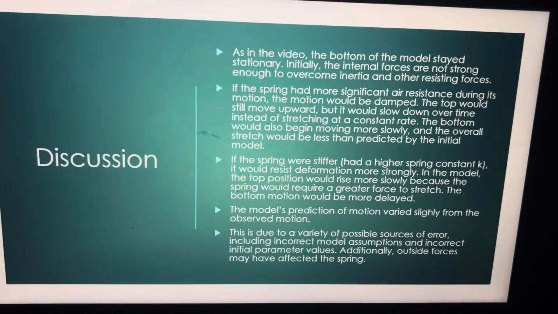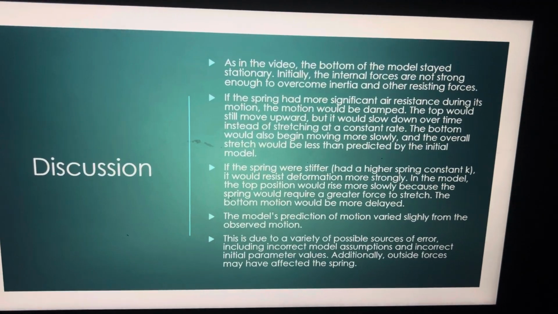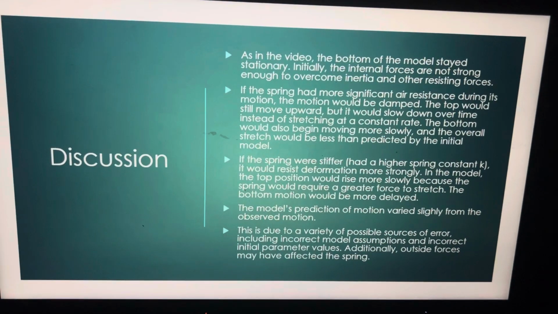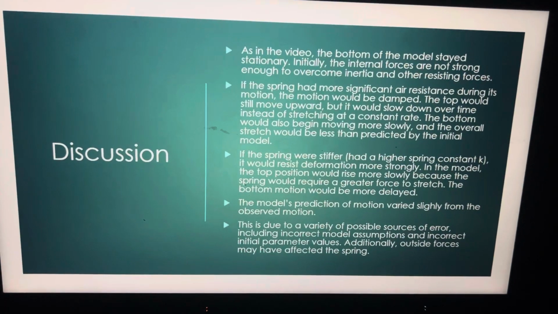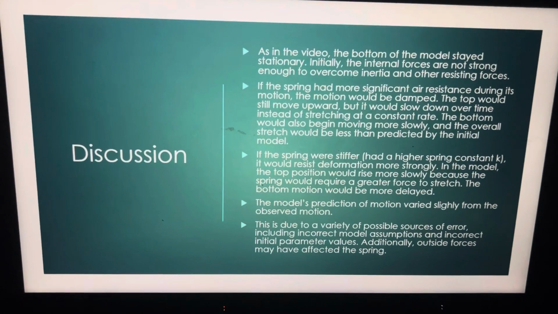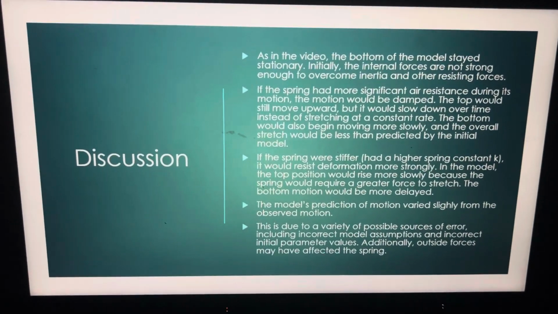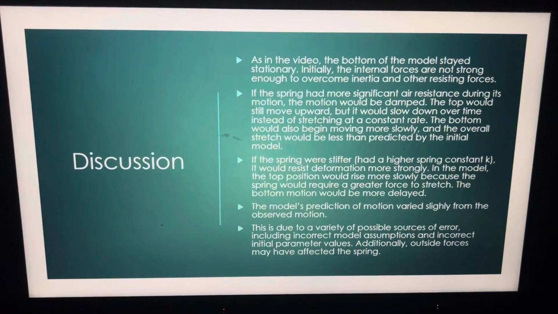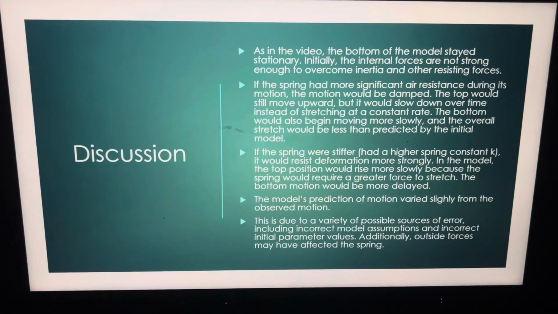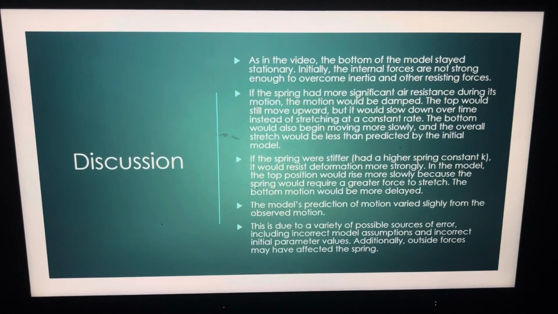As in the video, the bottom of the model stayed stationary for a few instances. Initially, the forces are not strong enough to overcome inertia as well as other resisting forces. If the spring had more significant air resistance during its motion, the motion would be damped. The top would still move upward, but it would slow down over time instead of stretching at a constant rate. The bottom would also begin moving more slowly, and the overall stretch would be less than that predicted by the initial model.